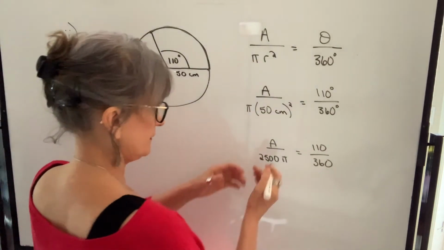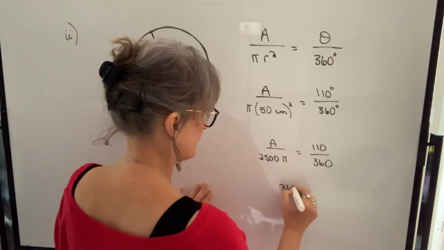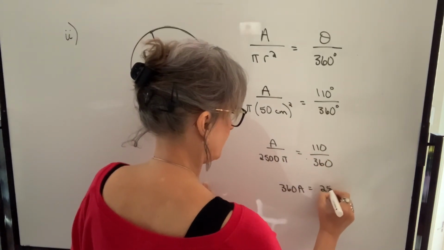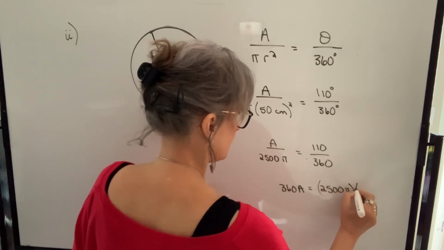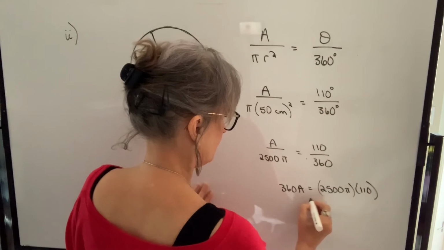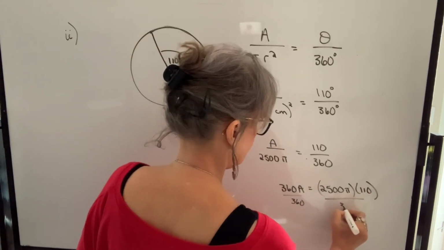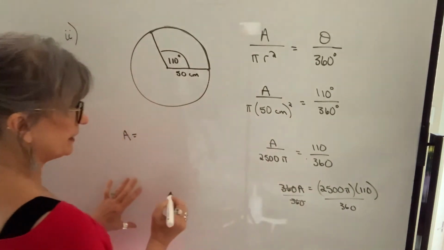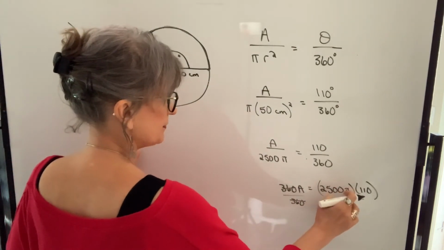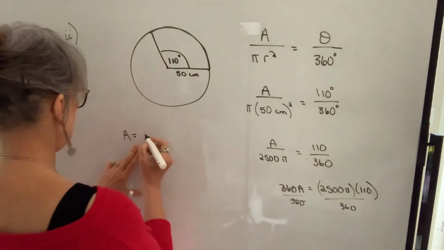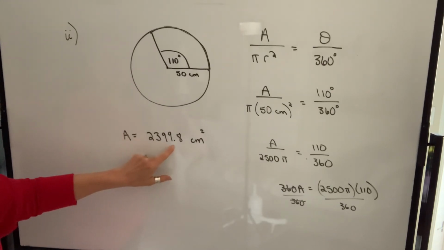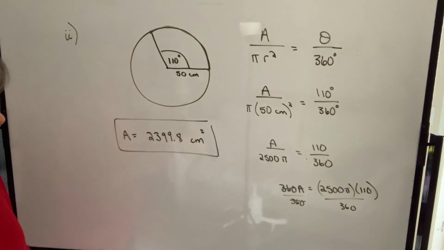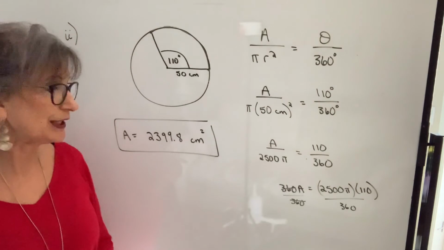Again, we're going to cross multiply, so we can do it step by step. So 360 times A, I take that diagonal, will equal the product of this diagonal, so 2,500 pi times 110. And then I'm going to divide both sides by 360 to isolate A. When I do that, the 360 will cancel here. So A will equal 2,500 times pi times 110 divided by 360, which is equivalent to 2,399.8 square centimeters, which you might want to round off to 2,400 square centimeters, depending on how accurate you need to be.